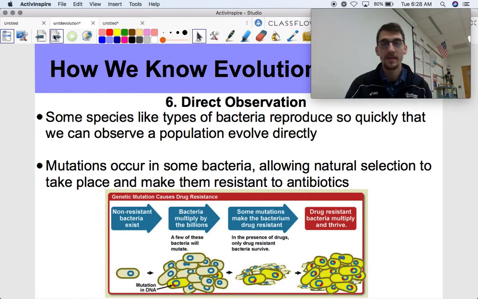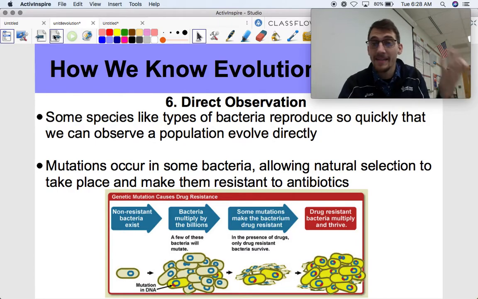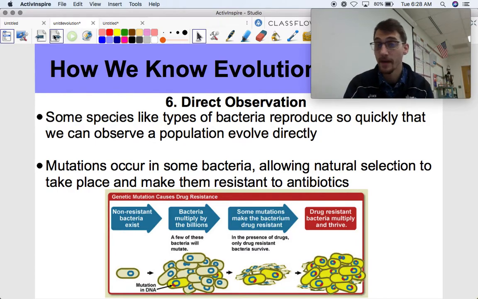Hey, we're almost done. Form of evidence number 6 is direct observation. Yes, you can see evolution happening, and you can experience evolution happening itself. Just think about Omicron and Delta, right? Our medicines, even perhaps the vaccine, might be less effective against newer forms of this virus, right? That's evolution in real time. So some species, like the types of bacteria, reproduce so quickly that we can observe a population evolve directly.